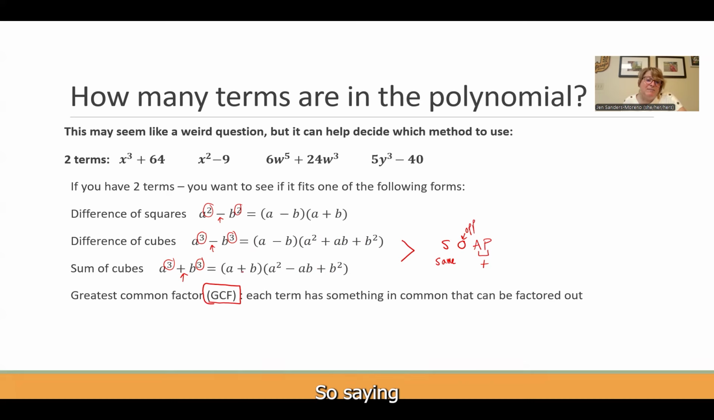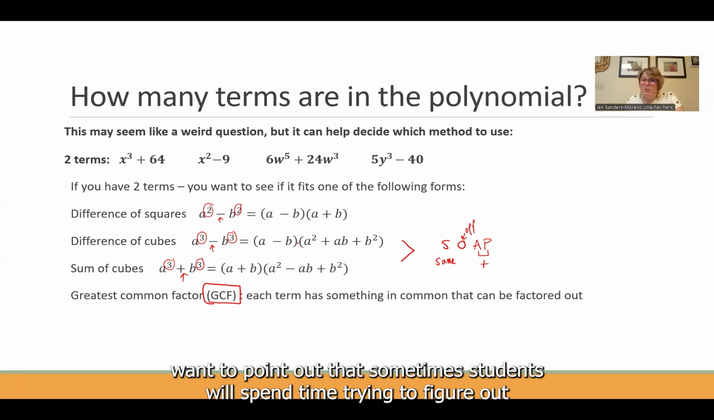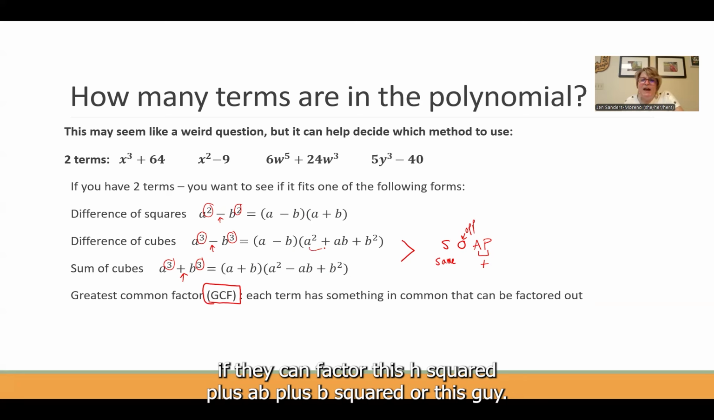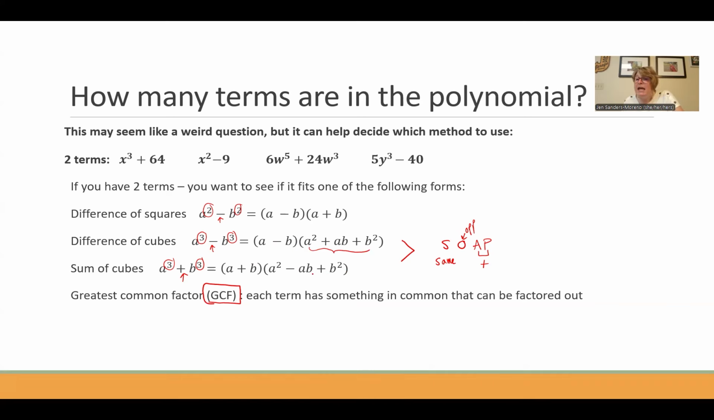So same, opposite, always positive. Okay. All right, last, before we go practice some of these, I want to point out that sometimes students will spend time trying to figure out if they can factor this a squared plus ab plus b squared or this guy. Yeah, no, if it could factor, it'd be factored in the formula. So you're done. Like once you use this formula, walk away, okay? Walk away.